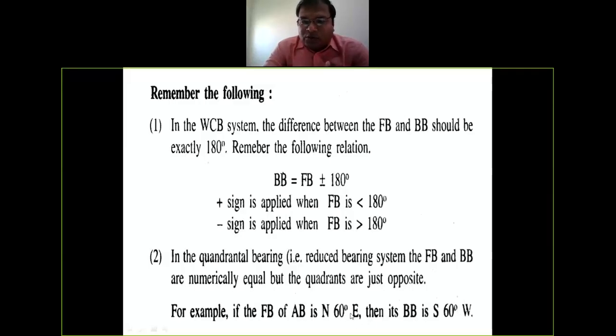Northeast is the first quadrant, so if you count exactly 180 degree, what will be your quadrant? It will be the third quadrant, southwest. So it is written: in the reduced bearing system, the forebearing and back bearing are numerically equal, but the quadrants are exactly opposite. This way you can easily calculate the back bearing. So we will take an example also, so you can understand easily.